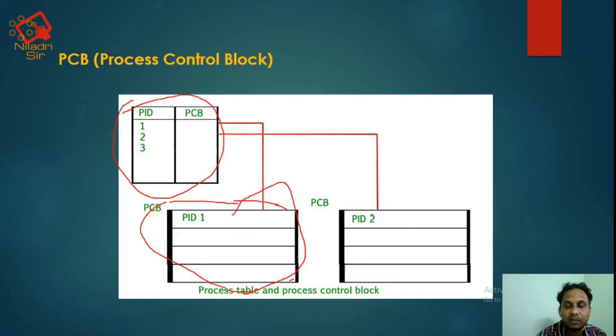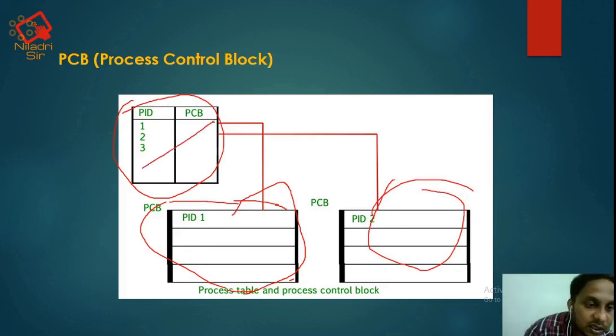This stores all the details of all the processes. Suppose this is PID1, meaning process 1. This will store the address of PCB1, and from this address we will go to PCB1. Again there is 2, and for that there will be another address, so from that address we will go to PCB2. So this is the pictorial representation of the PCB.